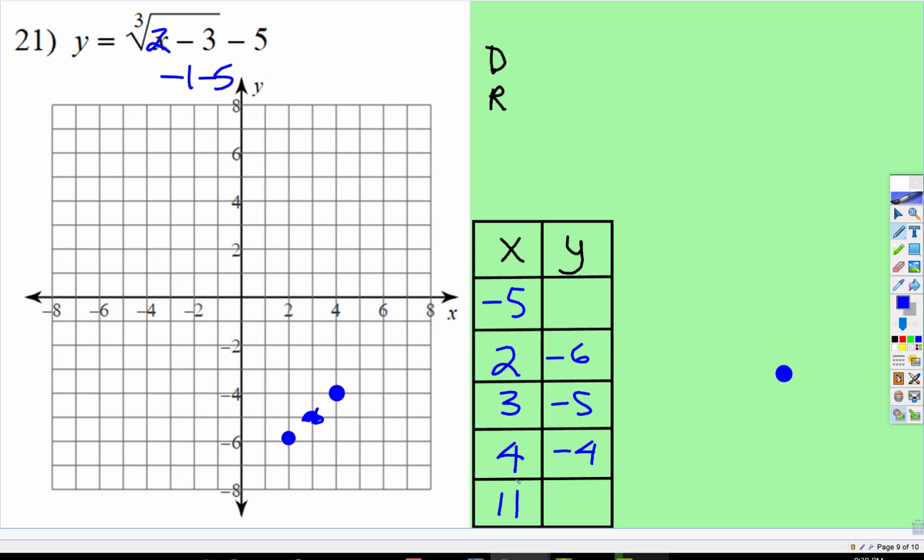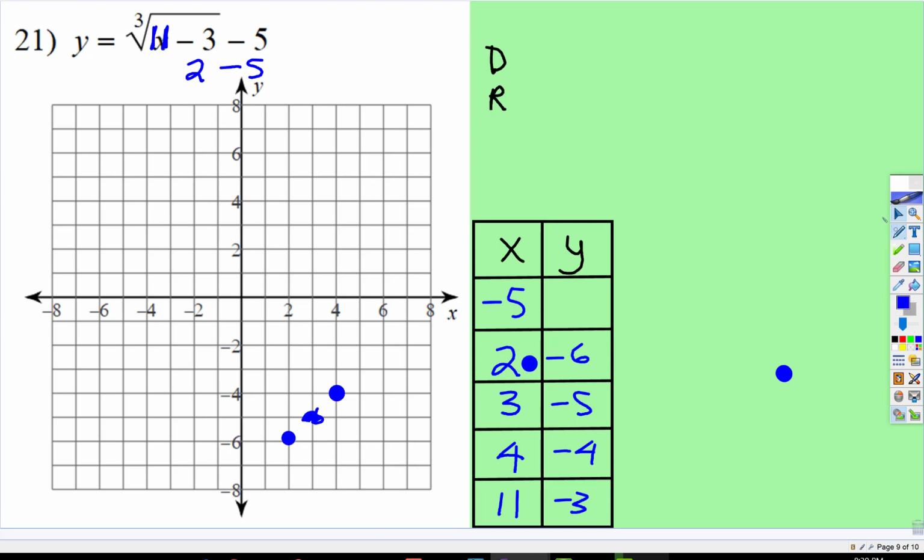And then I'm going to plug in 11. 11 subtract 3 is 8. The cube root of 8 is 2. 2 subtract 5 is negative 3. So way over here at 11 someplace, wherever 11 is, we're going to be down here at negative 3. So we might be right about there.